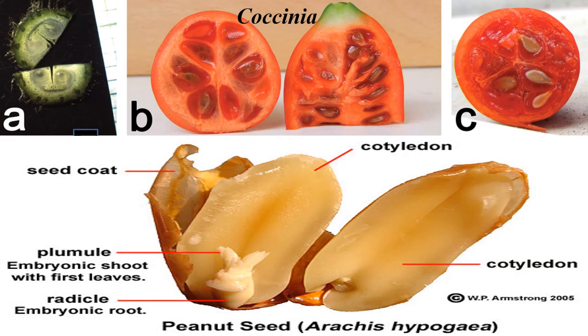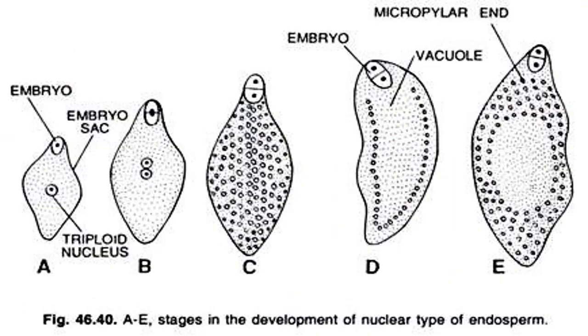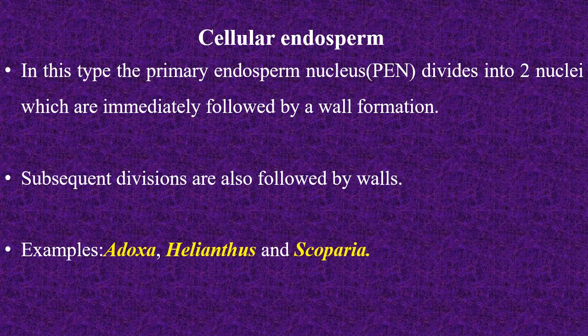This structure shows the coconut and the peanut seed. And these are the stages of development of nuclear type of endosperm.